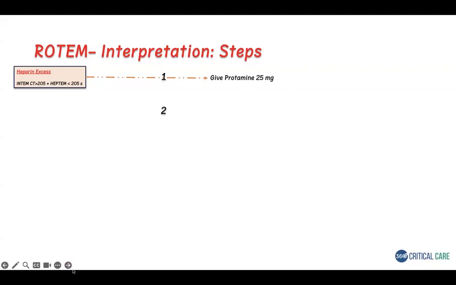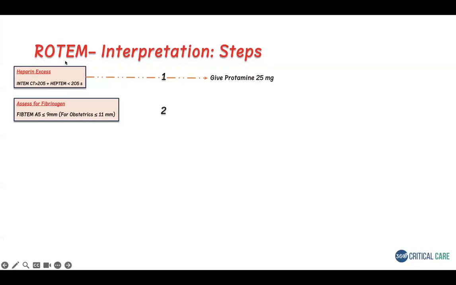Suppose that's not the case, the second thing that you look for is the FIBTEM. So FIBTEM A5 is the number you look for. If the A5 is less than or equal to 9 millimeter, that means you have a fibrinogen deficiency. You have to treat the patient with fibrinogen. The first thing you see is fibrinogen because this is factor 1, and if there is a deficiency of fibrinogen, most of the channels will look abnormal. And if you start looking at other channels, then you'll be confused. So first look for the heparin excess or HEPTEM.